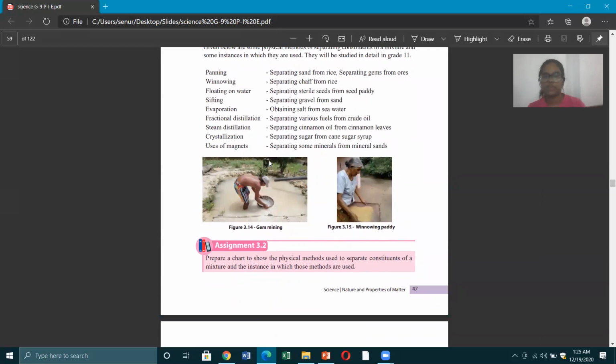What is the instance? Or else you have been given the function, so that you could select the correct physical method. Then obtaining salt from seawater: panning, then winnowing, then sifting, then evaporation. Now you all can use your common sense and write evaporation for that, because seawater is water. You can vaporize it and let the water evaporate, and then you will end up with salt. So that's one method. Okay.